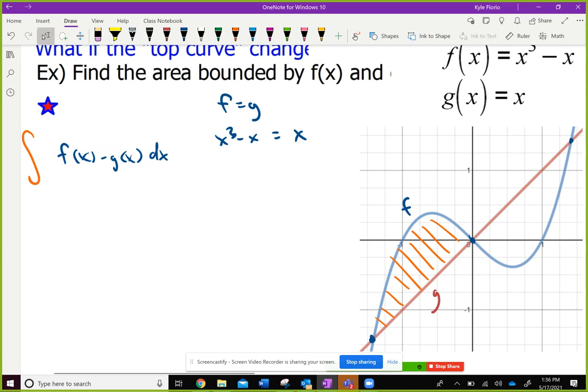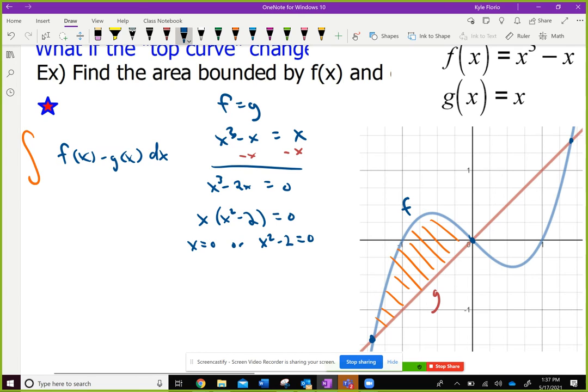All right, so why don't we solve this with some algebra here? I'm going to get one side equal to 0 and see if I can factor. Is that cool? Yeah. Factor out the x. That's valid. I'm with you so far. So either x equals 0 or x squared minus 2 equals 0.